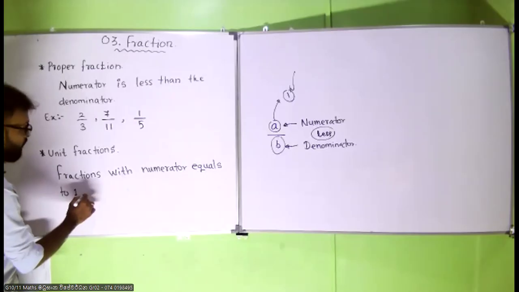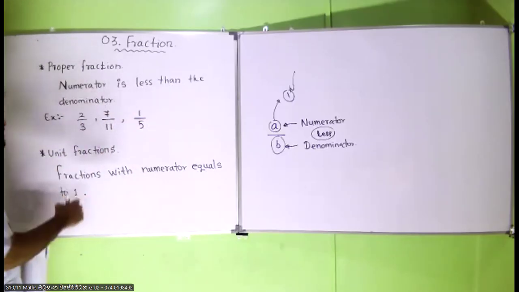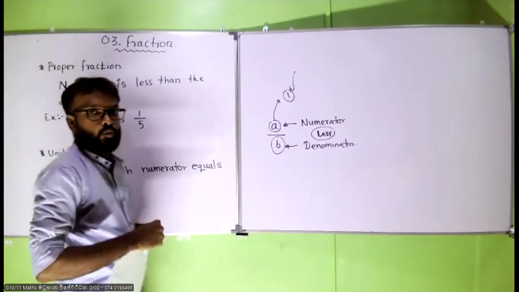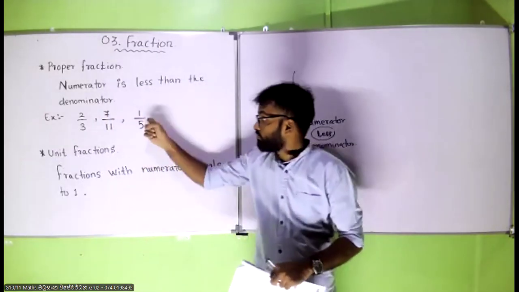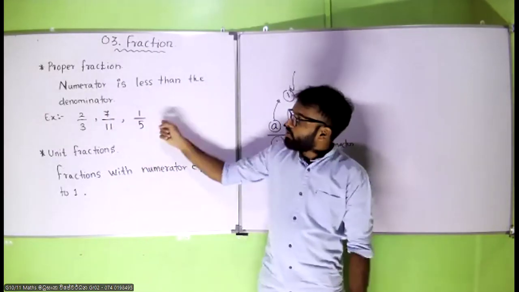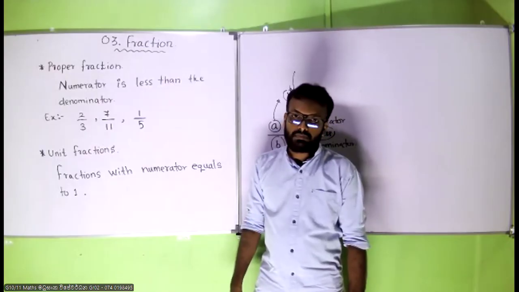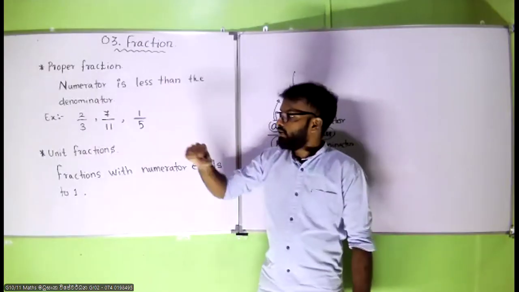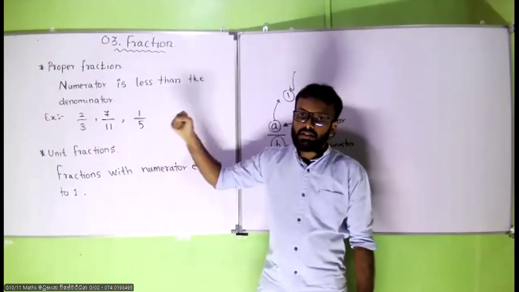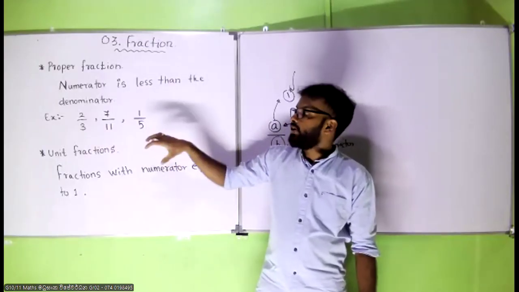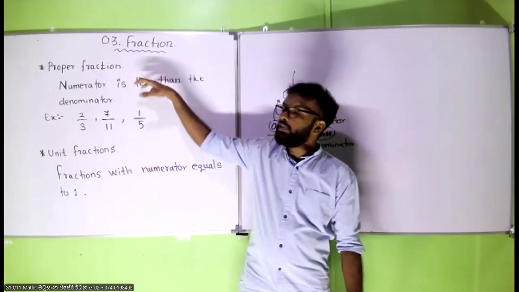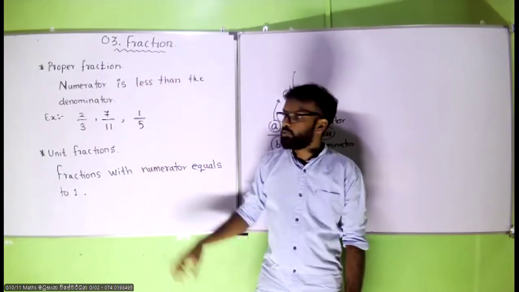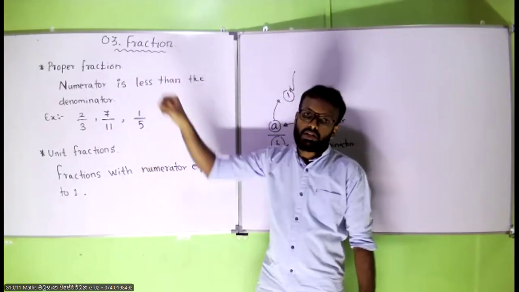Equals to 1. Here, this is also a unit fraction, 1 upon 5. It is a unit fraction, and it is also a proper fraction. That is why I say this unit fraction is a special kind of thing, a special set of proper fractions.